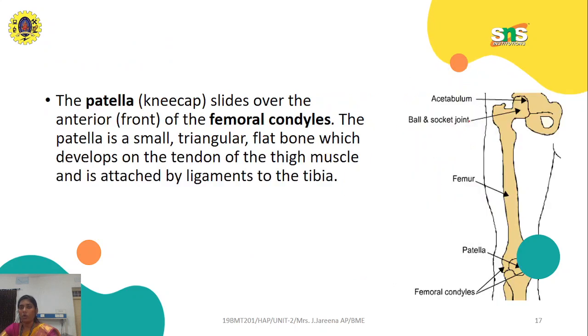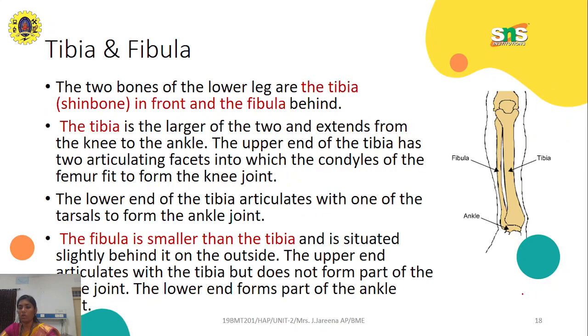Then if you take the lower limb, till now we have discussed the upper limb, that is the two hands. Now we have reached the lower limb. In the lower limb you have the patella, which is nothing but the kneecap, and you have the femur, and down below you have the fibula and tibia. The kneecap is attached with the tibia, whereas the fibula is just attached to the tibia.